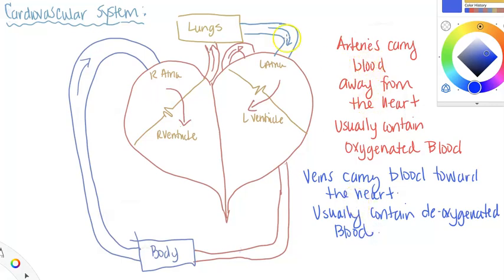So when I mean usually, the blood that comes here, these are veins, so this is deoxygenated blood that is entering the right side of the heart. It goes into the right atria and then into the right ventricle, then is pumped into the lungs. And it is pumped into the lungs through an artery. This is the pulmonary artery.